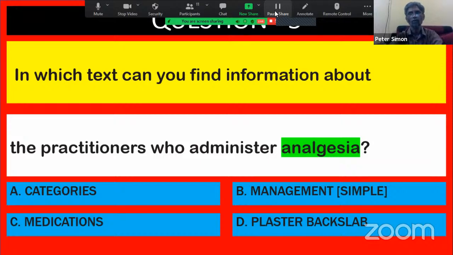So A, B, C, and D. Okay. So this is the fifth question. Quiz mode. Okay. Deductive method.